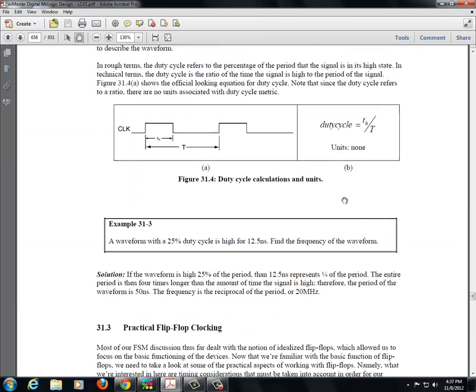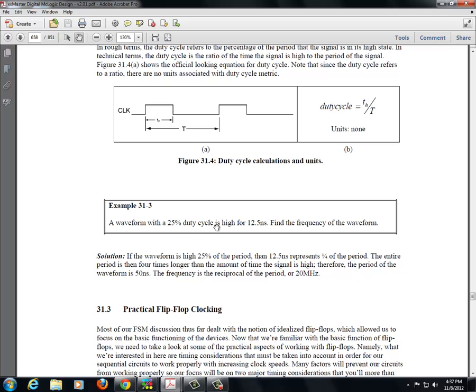Then we're going to look at the duty cycle. A waveform with a 25% duty cycle is high for 12.5 nanoseconds. Find the frequency. Well, if it's high for 12.5 nanoseconds, and that's a quarter of the period, that means the other 3 quarters, it's low, so the total period is going to be 4 times this amount. So 12.5 times 4 is 50, so 12.5 over 50 gives us the 25% duty cycle, and for 50 nanoseconds, if we take the reciprocal, it's 1 over 50 times 10 to the minus 9, and that comes out to 20 times 10 to the 6, or 20 megahertz.